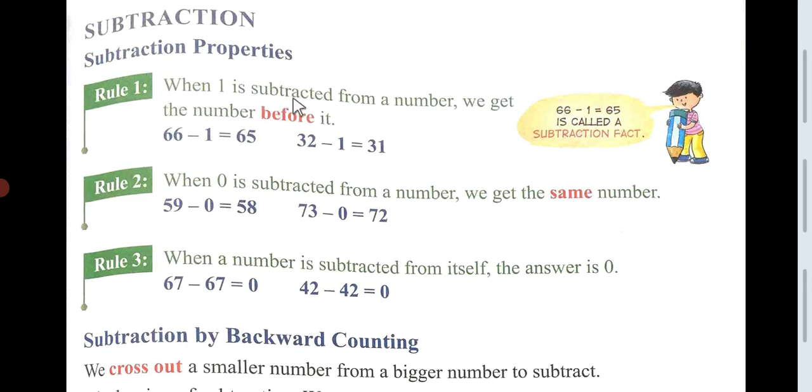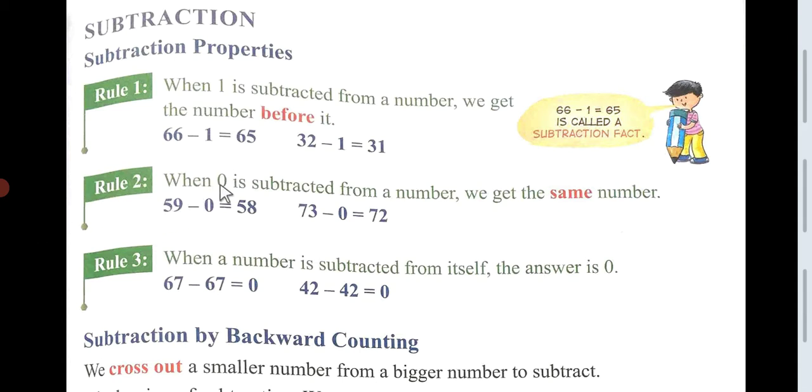Rule number 1. When 1 is subtracted from a number, we get the number before it. For example, 66 minus 1 is equal to 65. 32 minus 1 is 31. Now see the subtraction fact. As I have told you about the addition fact, similarly, only the symbols change, the rest of the sentence is the same. For example, 66 minus 1 is 65 is called a subtraction fact.